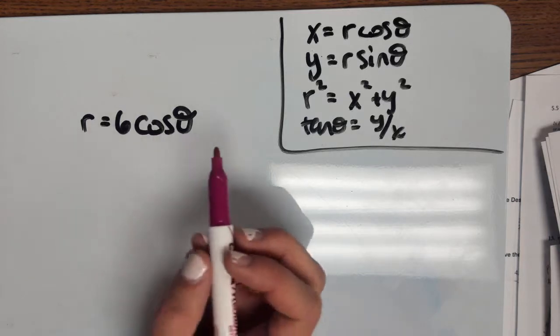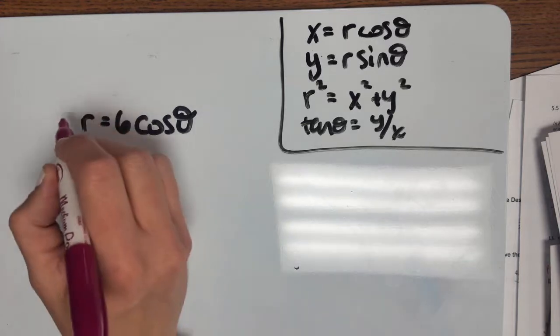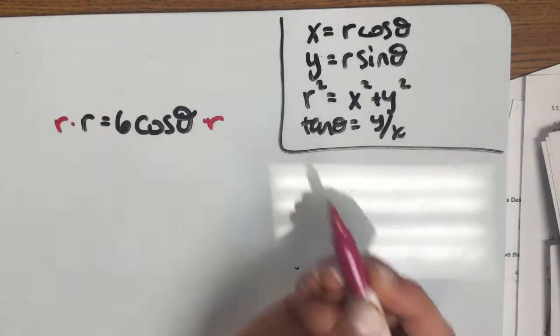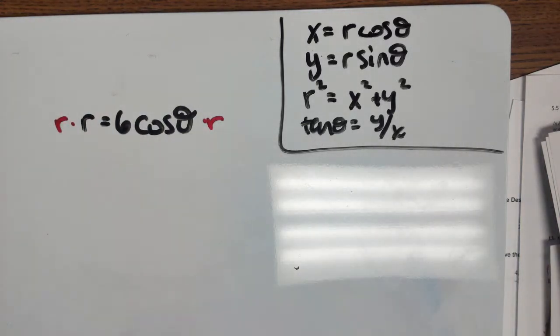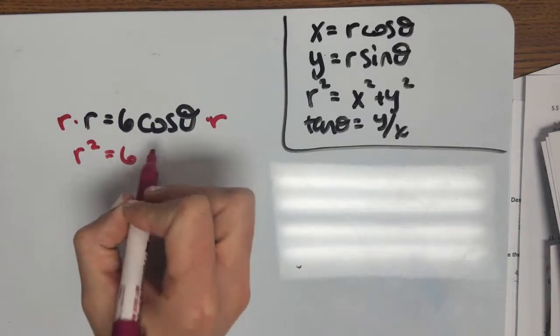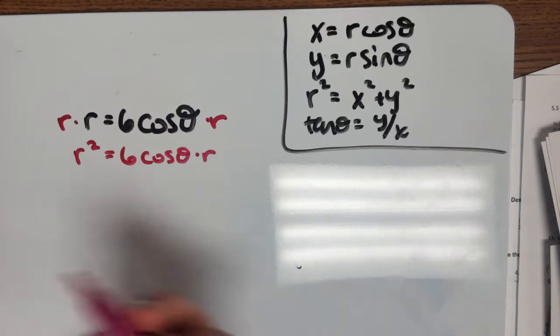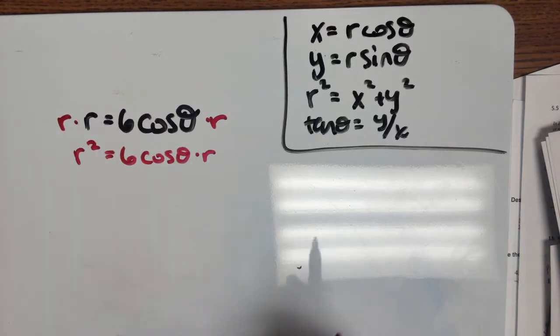So one trick that we can do is multiply both sides of the equation by r. We're introducing a new variable, but it's the same on both sides, so it's still equal. That gives me r squared is 6 cosine of theta times r, or you could put r in front, it doesn't matter. It's all the same thing.